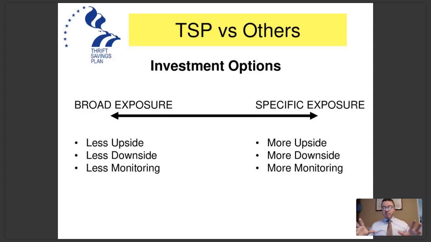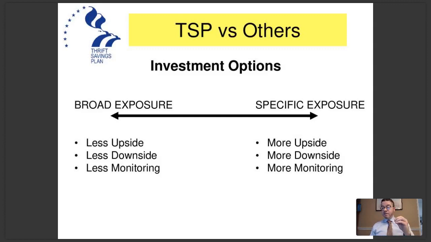By the way, on this spectrum, on the one side, you have broad market exposure. On the other side, you have specific stock exposure. There is a medium. I don't want to say a happy medium because it comes along with its risks and rewards as well. But there is a medium. You could have individual sectors, as I mentioned before. So this way, you're not just exposed to one stock, but you have the sector of, let's say, retail or the sector of financials or whatever it may be. You have those different sectors.